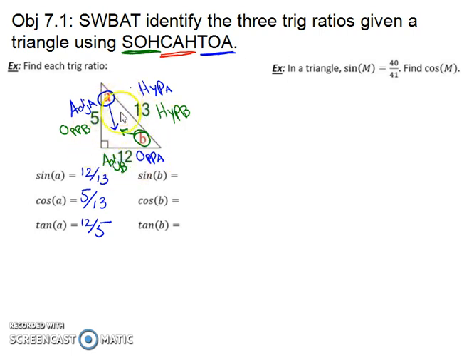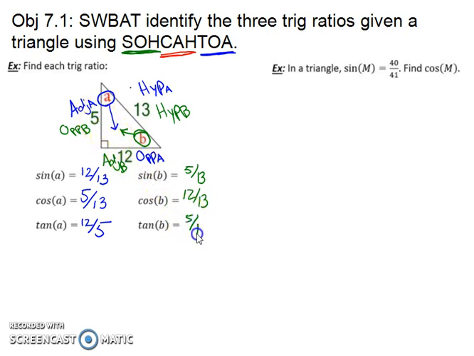Sorry, it's getting kind of busy in there. So sine of B is opposite over hypotenuse, and that's for B, so that's 5 divided by 13. Cosine of B is adjacent over hypotenuse. You notice that's 12 over 13. And then tangent is opposite over adjacent, so that's 5 over 12.